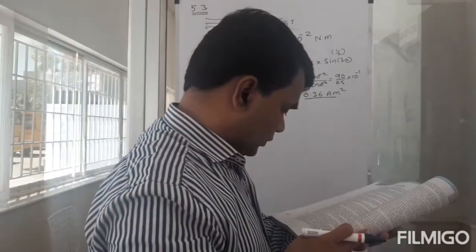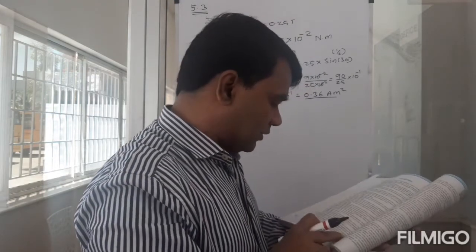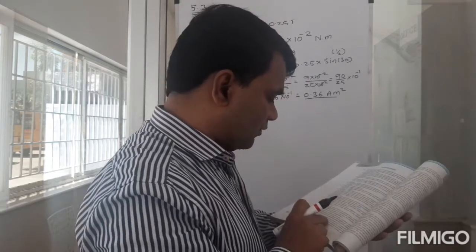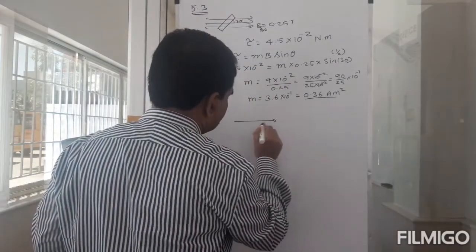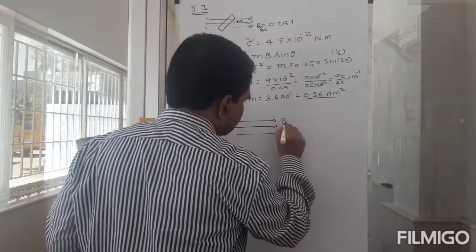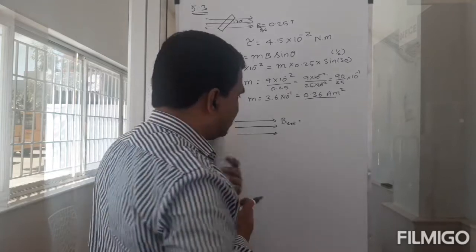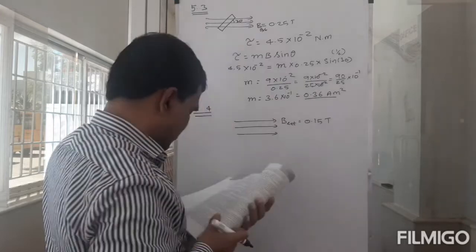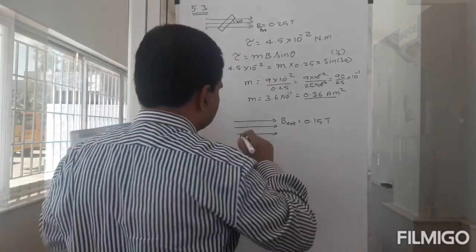5.4. So you have a bar magnet of magnetic moment and is placed in a uniform magnetic field of so much. So if the bar is free to rotate in the plane of the field, so let's say this is the external field. In this external field, this is B external, which is equal to 0.15 Tesla, and you have a magnetic moment 0.32 joule per Tesla.